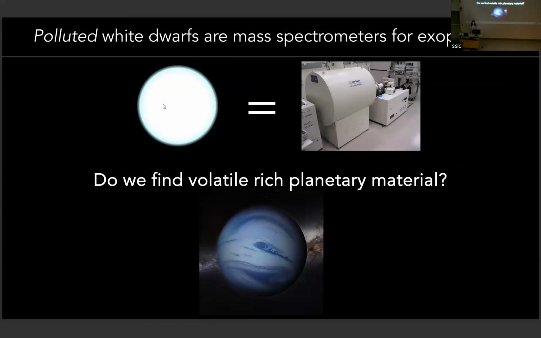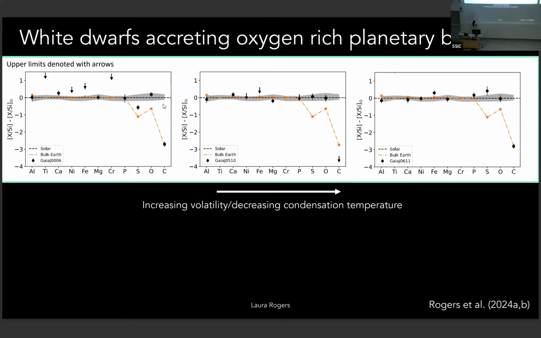And what about the volatiles? We love volatiles. Volatiles are really important. We're mostly made of water. But what can we learn about volatiles in exoplanetary systems using polluted white dwarfs?